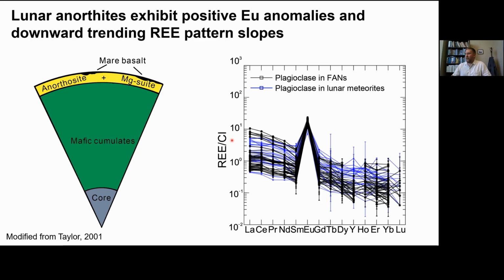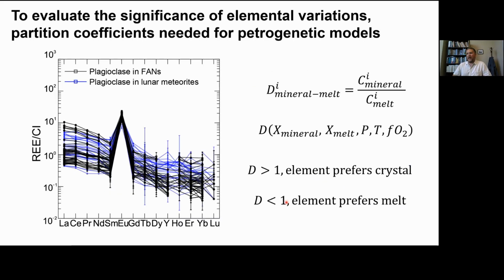And so here what you see is a downward sloping pattern in terms of light to heavy rare earth elements. So the light rare earths are more enriched relative to the heavy rare earths. And then there's this prominent positive europium anomaly. So the rare earths are trivalent except for europium, which is partly divalent under lunar relevant oxygen fugacities, which is what produces that anomaly. And I'll go into that in a little more detail on the next slide.